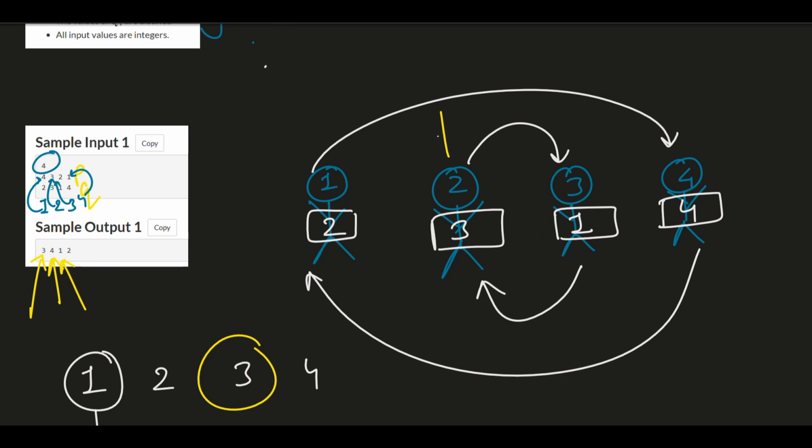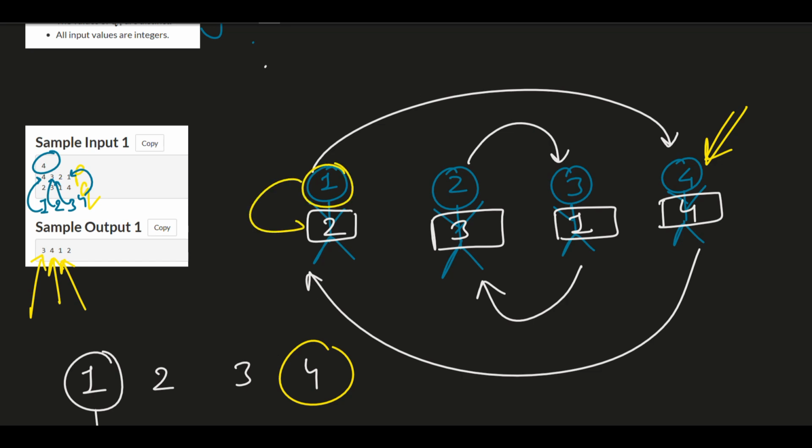Now finally, let's do the fourth one. Who is wearing bib 4? Person number 4 is wearing bib 4. Person number 4 is staring at person number 1, and person 1 is wearing bib number 2. So the answer for this case would be 2.